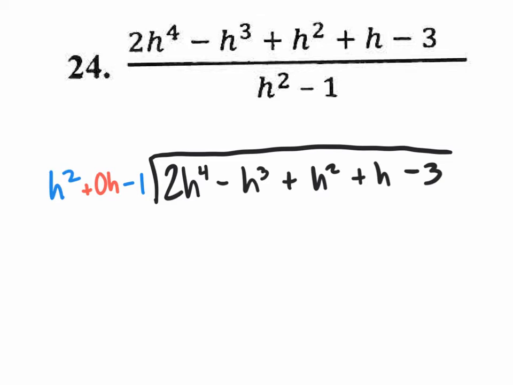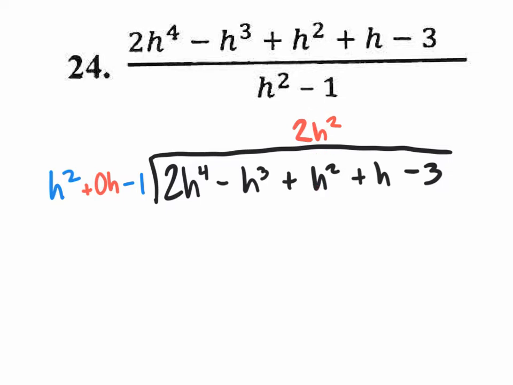So where am I going to write the 2h squared? I'm going to write it right above the other h squared terms. So I'm going to put the 2h squared right above the other h squared terms. Why? So I could stay organized. Okay, I'm not going to put it on top of the h to the third or on top of the h to the fourth. I know that h squared times 2h squared will give me 2h to the fourth, but I write that above the other h squared terms.